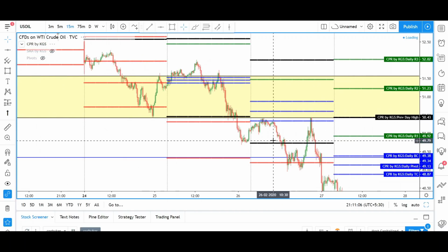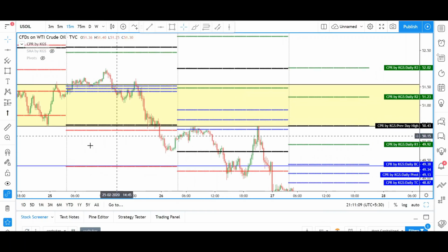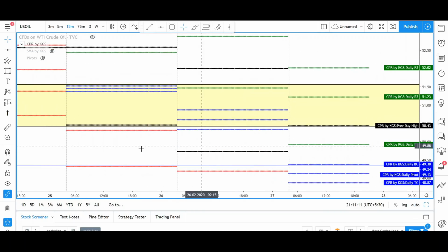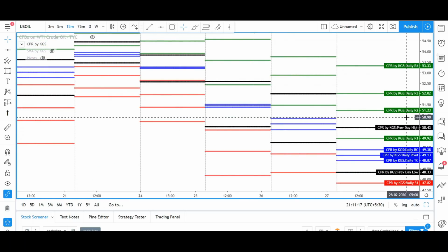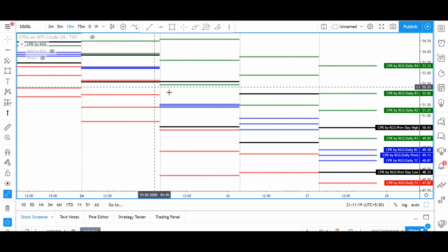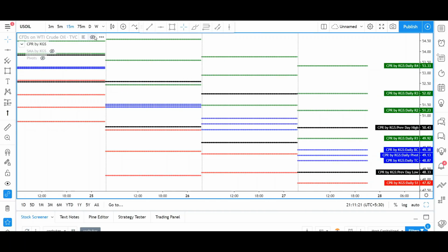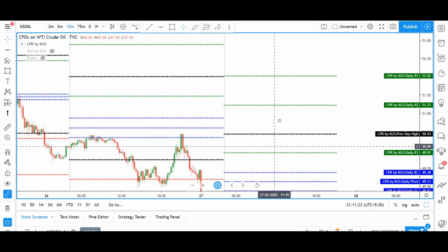And see, in crude oil the CPR is descending continuously. Let me remove all the drawings. See, the CPR is descending continuously in crude oil. Each and every day the CPR is descending, right? Now see here.